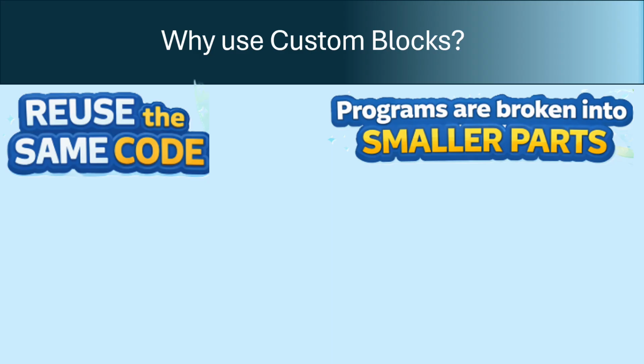So programs are broken into smaller parts. Imagine writing a story in English and not having paragraphs. Writing paragraphs helps the user to read your story much better. And it is the same thing here. We're breaking the code down into smaller parts so it is easier to read.